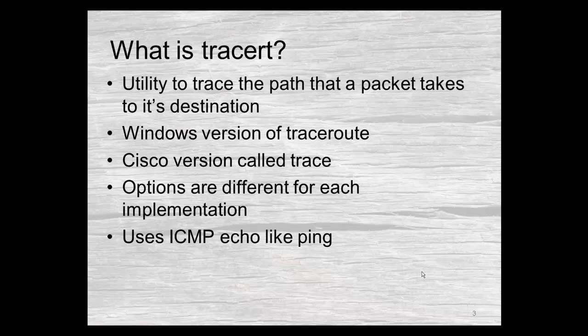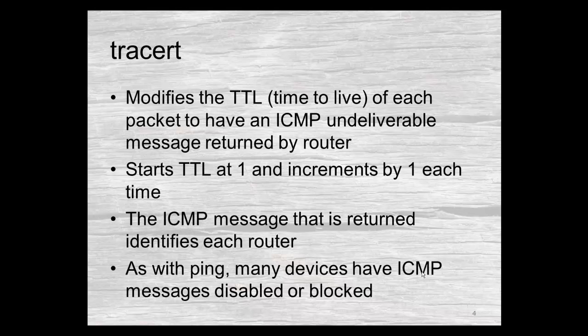Different operating systems will use different options in their implementation, but they all use the ICMP echo, like the ping command does, in order to implement trace. The way it works is it modifies the time to live for each packet so that packets are undeliverable. Because they're undeliverable, the router will send an ICMP error message to the sender, and that allows your system to identify the router at each step. It starts with a time to live of 1 and increments to 2, 3, 4. So each time it goes through an additional router, you'll get an ICMP error message from it, and you'll be able to identify that router.